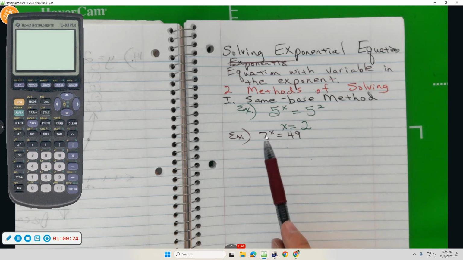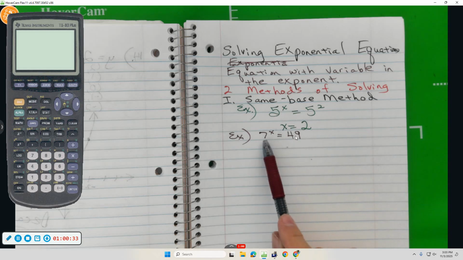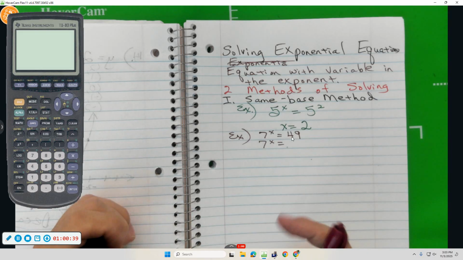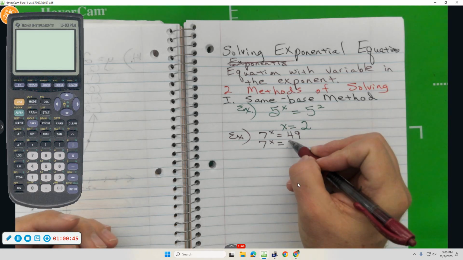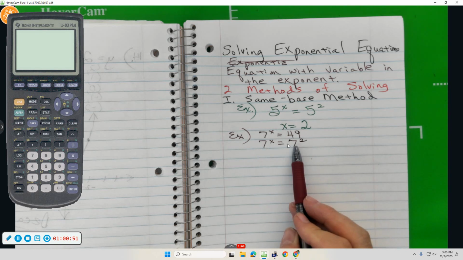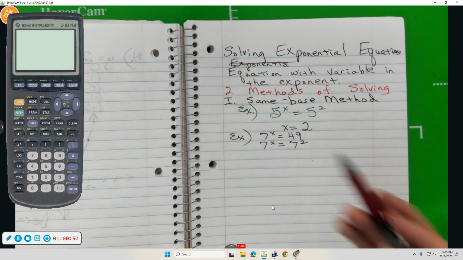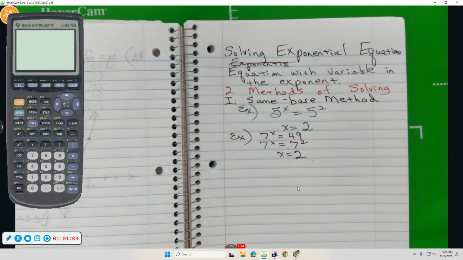So 7 is a prime number. You're not going to change 7. You better be able to change 49. Can we write 49 using a power of 7? How can we write 49 as 7 to a power? 7 squared. So you're going to have to be getting the same base on both sides. And once you get the same base, you drop the base. The only way the left side can equal the right side is if the powers are equal. And that's what we'll be doing the rest of this class today, the same base method.